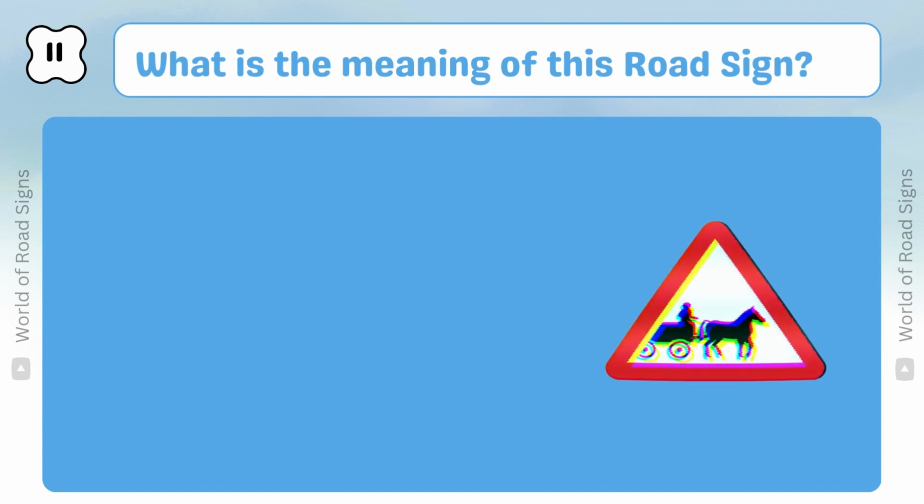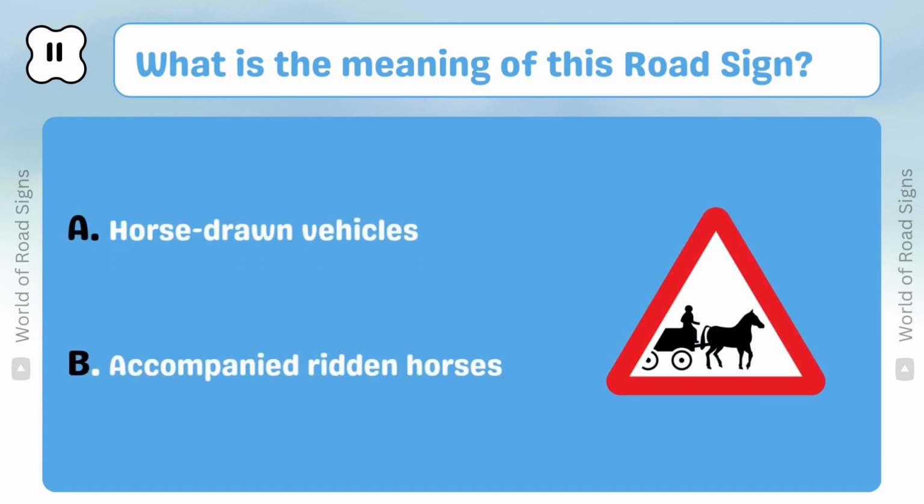Question 11. What type of traffic does this sign warn you about? A. Horse-drawn vehicles. B. Accompanied ridden horses. That's correct. Option A. Horse-drawn vehicles.